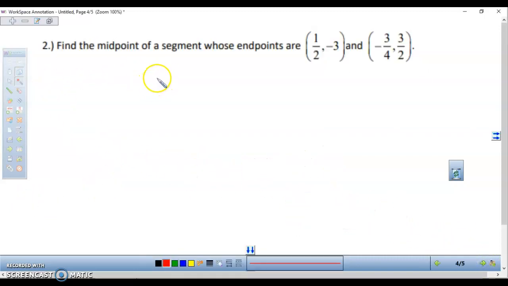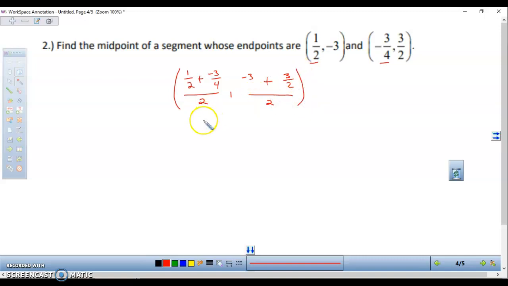All right, this time, this is really going to melt your face with fractions. Find the midpoint of a segment whose endpoints are at (1/2, -3) and (-3/4, 3/2). So I'm just going to follow the same rules. Maybe I'll do my x's. Here we go. I'm going to do 1/2 plus -3/4. So I'm just adding the x coordinates together, and I'm going to divide it by 2, comma. Now I'm going to add my y coordinates together, which is -3 plus 3/2, divided by 2.